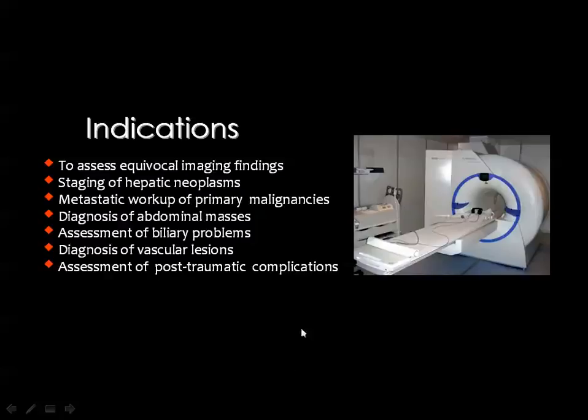As you all know, with the advent of multi-detector CT, now the patients can be imaged non-invasively, and you can see any of the vascular structures and vascular lesions inside the abdomen or outside. One of the most important indications for CT nowadays is post-traumatic evaluation.